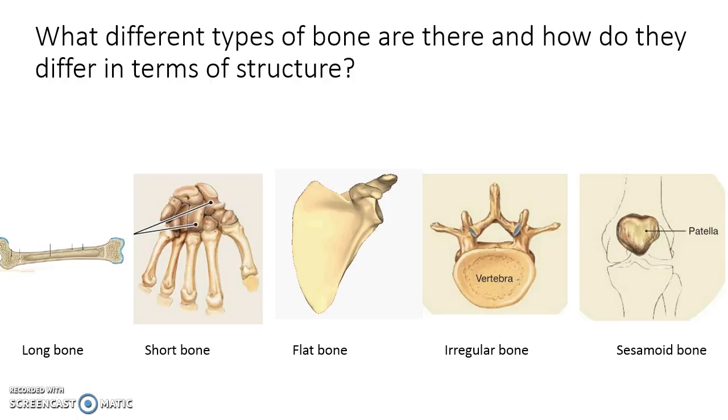Flat bones are, as they sound, strong. They're like flat plates. Their main function is to provide protection to the body's vital organs, as well as being a base for muscular attachments. An example of a flat bone is the scapula, which is this. This is the shoulder blade.